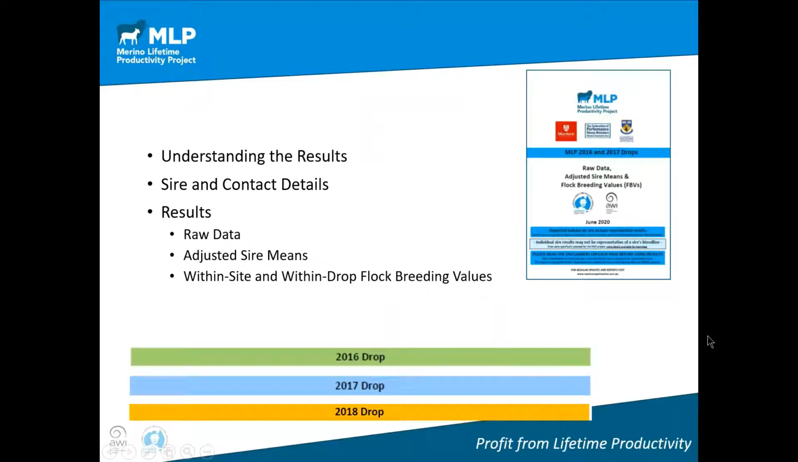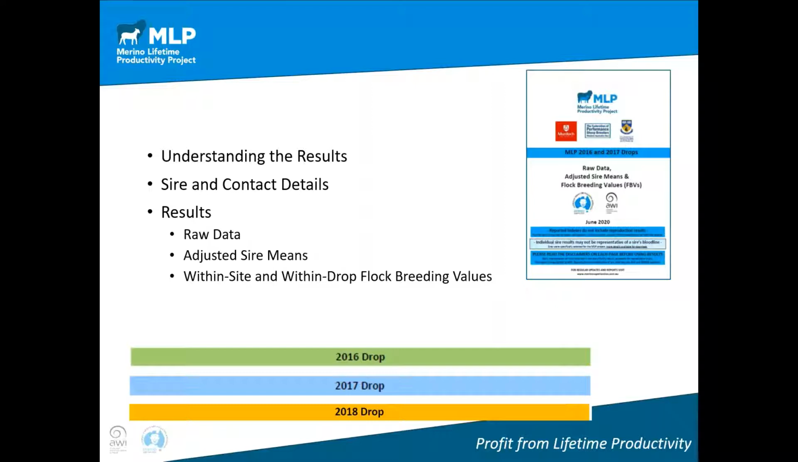In your booklet that you can download, there's a number of sections. There's a really good section on understanding the results that you can use as a reference. There's information about the sires and the contact details from the studs that they've come from. But what we're going to talk about are the results section, and there's 3 different areas here that we'll talk about: the raw data, the adjusted sire means, and the within site and within drop flock breeding values.